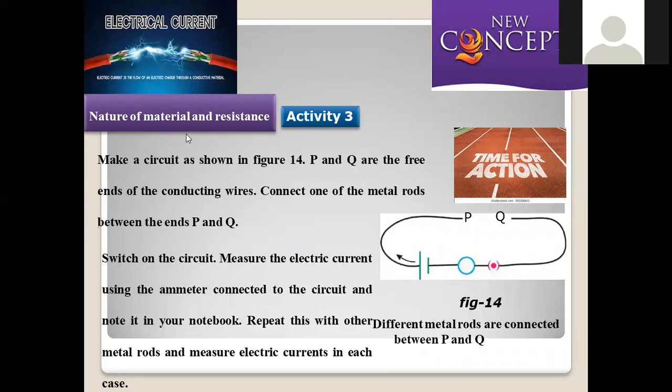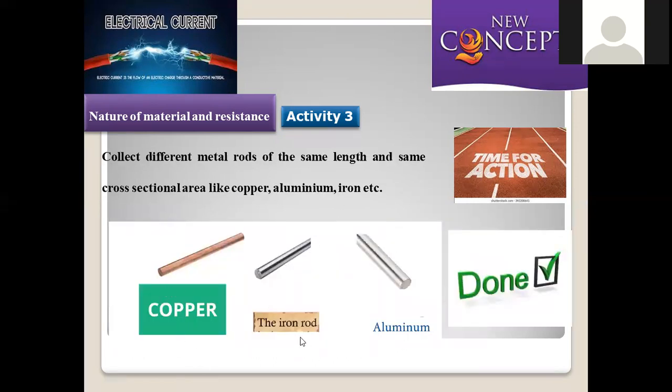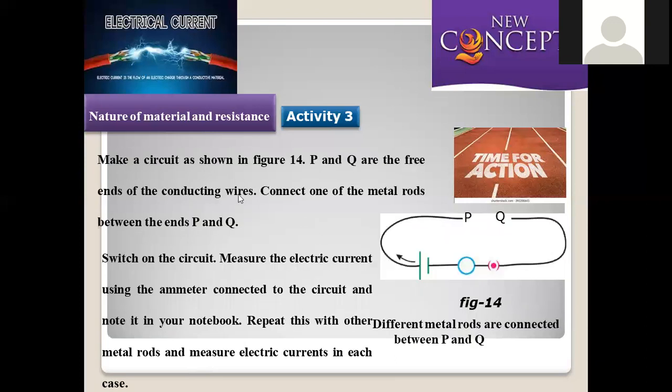Now, let us make a circuit. P and Q points are taken, and different metal rods are connected between P and Q as conducting materials. Here a key switch and a battery are connected, and current flows in this manner. P and Q are the free ends of the conducting wires, through which the different metal rods are connected. We are taking copper, iron, and aluminum.